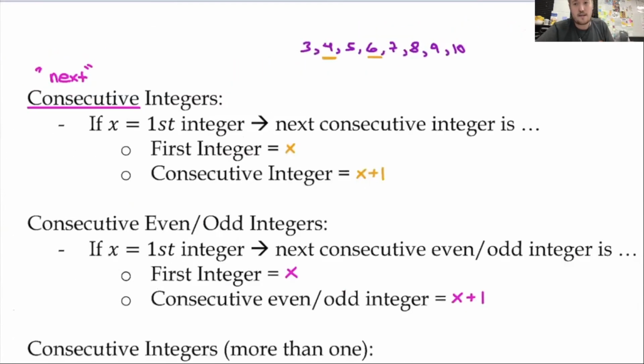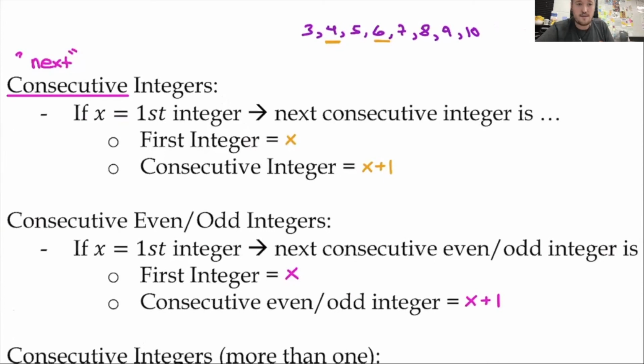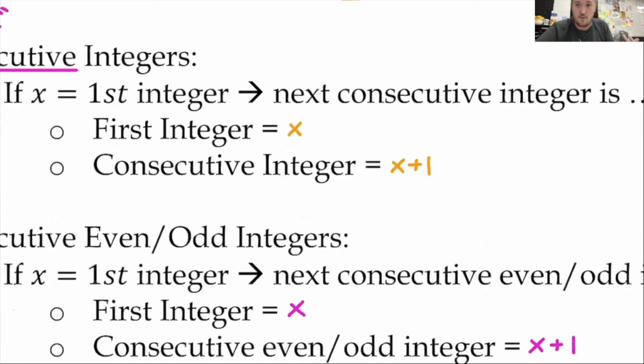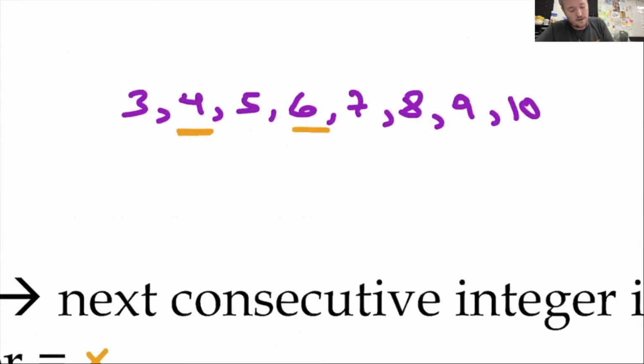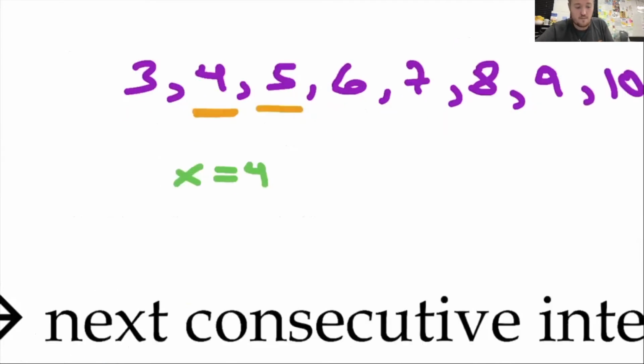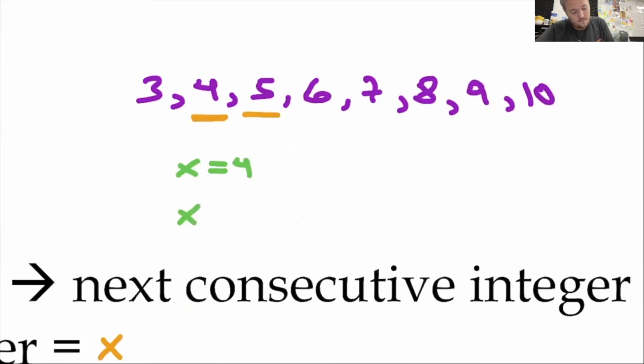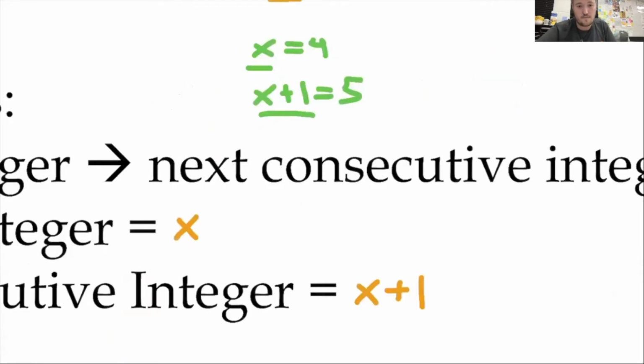If I'm looking at consecutive integers, the first value itself would be just the variable x. But the next one, the consecutive integer, would be represented by x plus 1. I'm going to the next value. So let's say my starting value is 4. If I want the consecutive integer to 4, well, that's 5. But how do you get to 5? Well, you literally just add 1. So that's where the x and x plus 1 are coming into play. Okay.